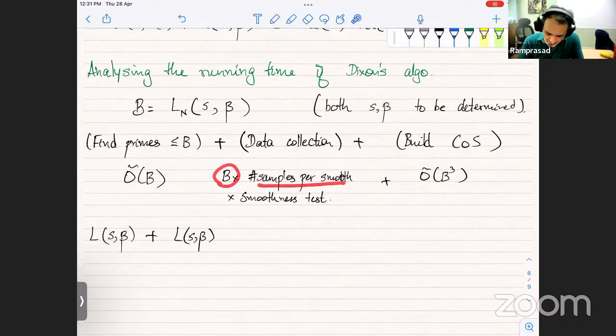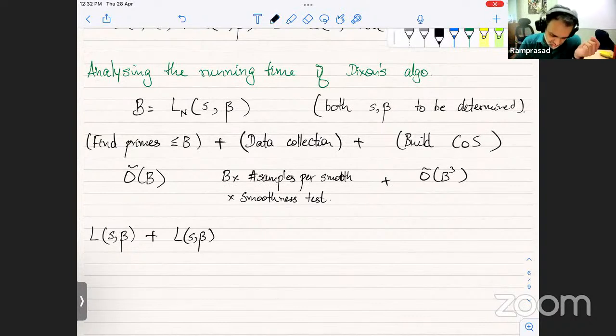Now the next thing is I want to know how many samples I need per smoothness. If the a_i's are chosen at random, the residues you get are also going to be randomly distributed between 1 through n. You're going to get all sorts of residues. And you want to know the probability that among those numbers from 1 through n, the number is B smooth. Because the expected number of samples you need in order to get a B smooth number is the inverse of this probability.